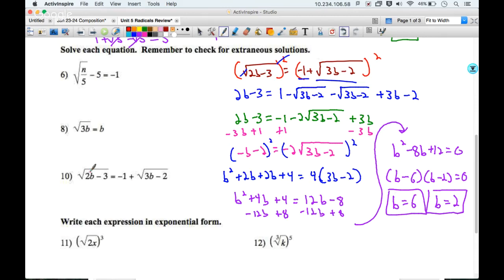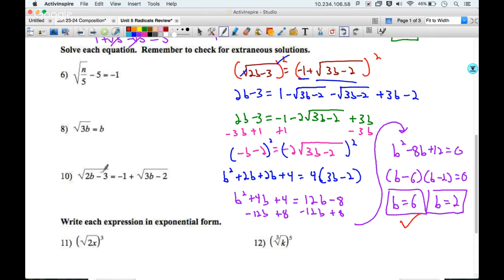2 times 6 becomes 12. Minus 3 becomes 9. Square root of 9 equals 3. Negative 1 plus, I'm doing the 6, so 3 times 6 is 18. Minus 2 becomes 16. Square root is a 4, so this is 3 equals 3. That's a good answer. All right, let's just try it out loud with plugging in 2.